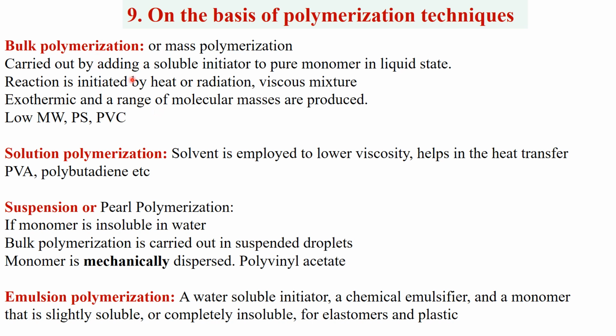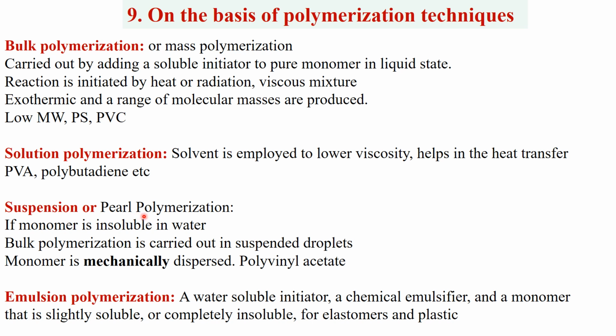To overcome the problem of heat or exothermic reaction in the bulk polymerization, a solution polymerization is carried out in the presence of a suitable solvent. This solvent lowers the heat and it also lowers the viscosity. Thus heat is transferred. Polyvinyl alcohol and polybutadiene etc. are obtained by this process.